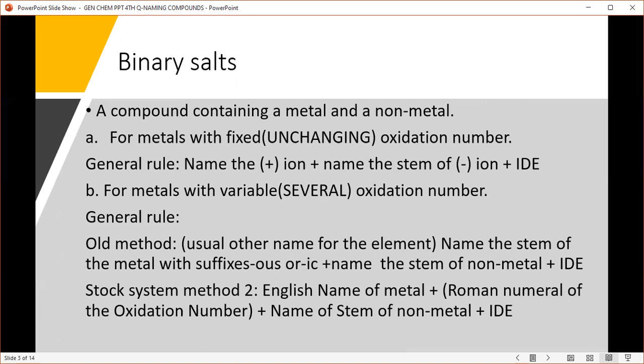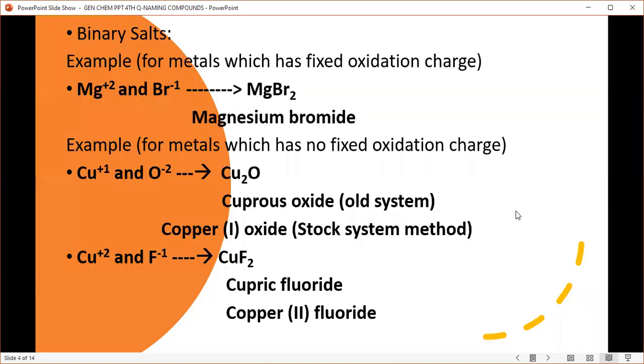So name the stem or the root of the negative ion, plus you add to it a suffix, or in Tagalog, a hulapi, which you attach to it. Okay, so that is IDE. So this is always constant. It is already given. So you have to name the stem of the negative ion and just simply connect it with the suffix IDE. So we will go to our example so that we can apply this specific rule.